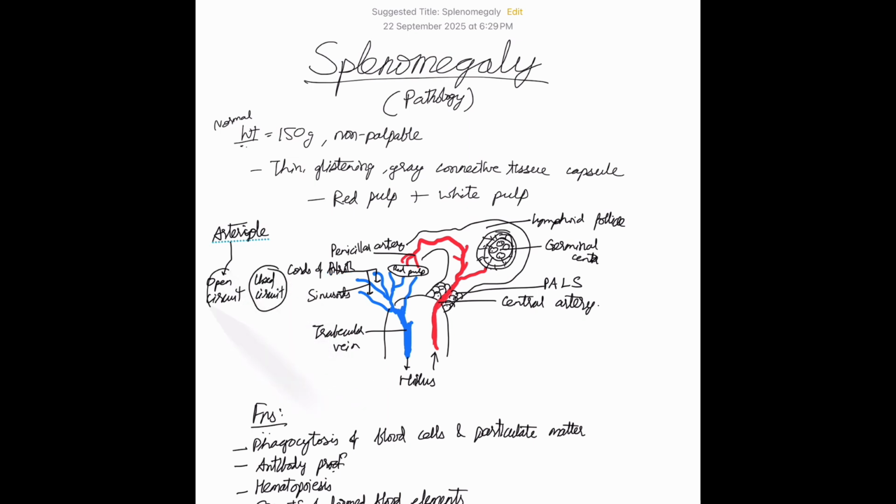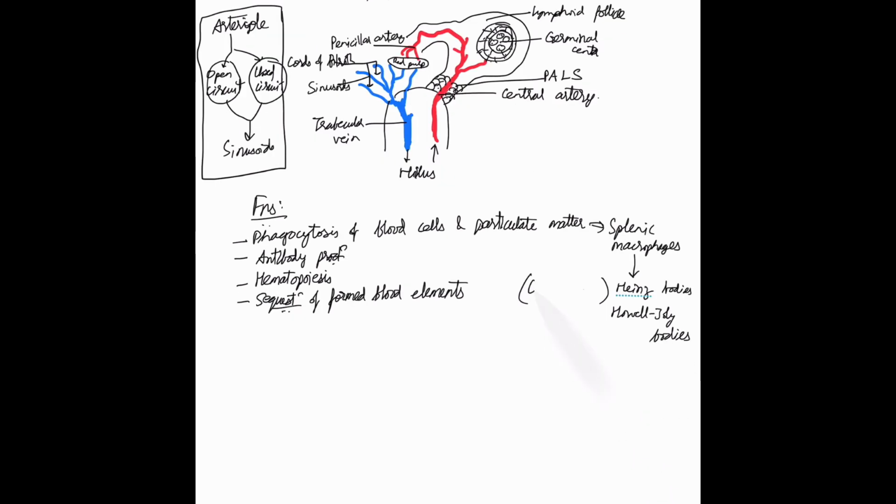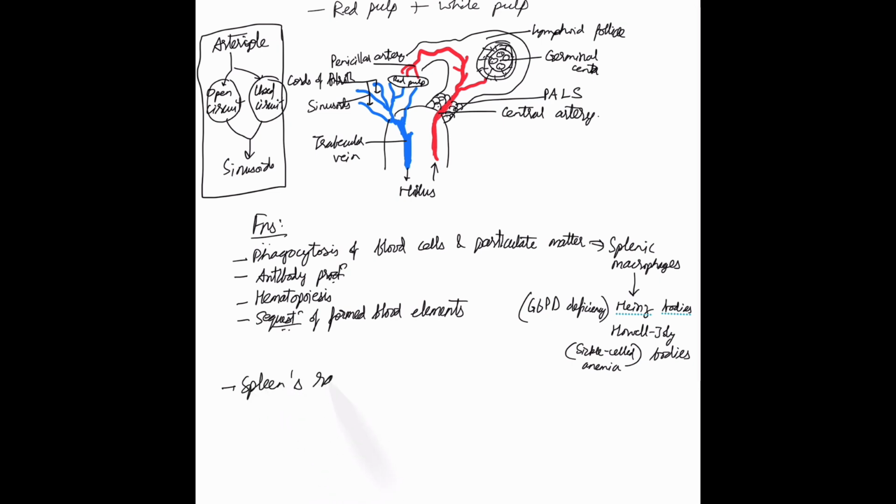So when RBCs pass through the cords of Billroth, it's called an open circuit as it exits circulation. Closed circuit is when it directly enters a sinusoid from an arteriole. Due to the action of splenic macrophages, many inclusion bodies are formed in RBCs, and two important ones are Heinz bodies seen in G6PD deficiency and Howell-Jolly bodies seen in sickle cell anemia.